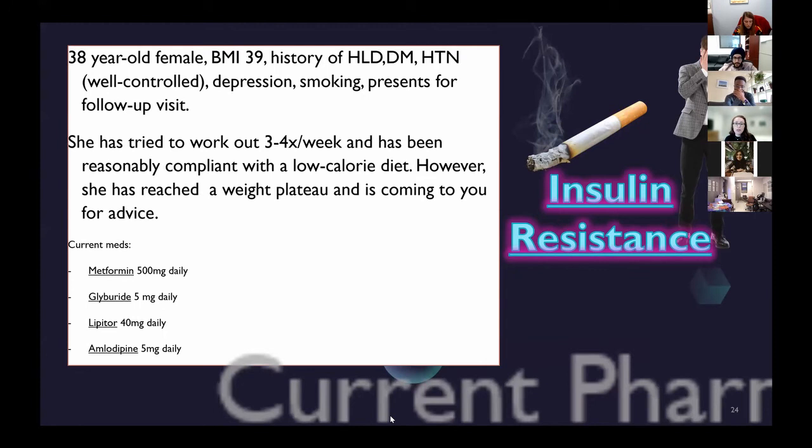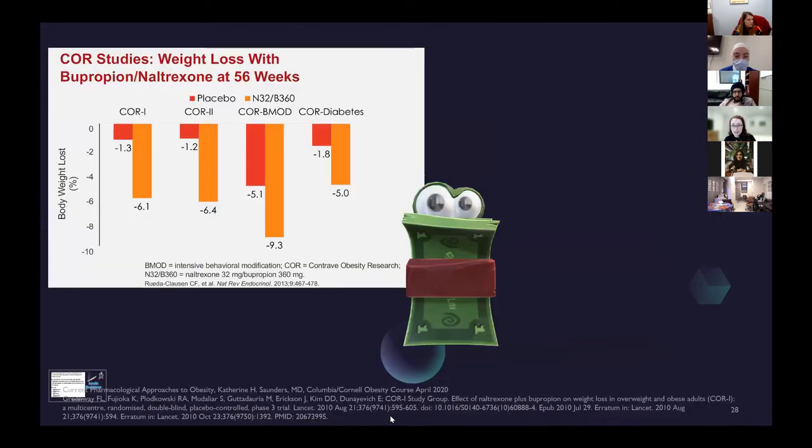So can people think of a smoking medication that also has weight loss? Usually, one of the choices for an obese patient who smokes would be a combination of naltrexone and bupropion. Thank you so much, Nora. Yes, it is. And so it's really effective.